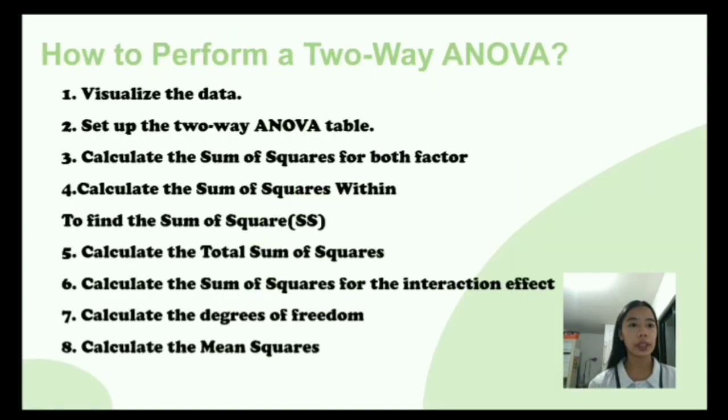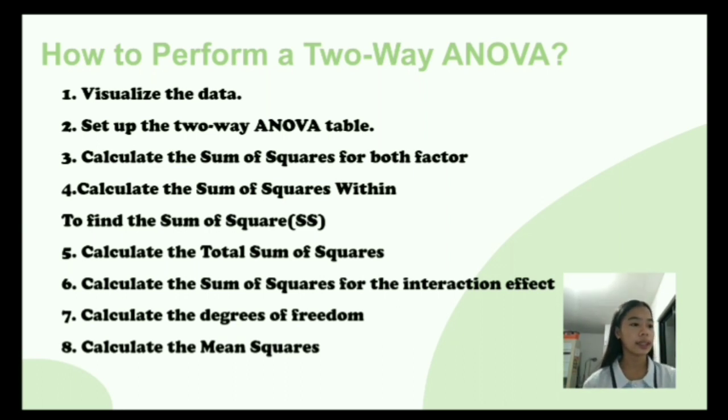How to perform a two-way ANOVA? First, visualize the data. It is always convenient to display the data so it is easier to work with. If the data is not organized according to the factor, the result of the steps will be difficult to follow. Second, set up the two-way ANOVA table. A two-way ANOVA table displays all the results of the two-way ANOVA analysis.